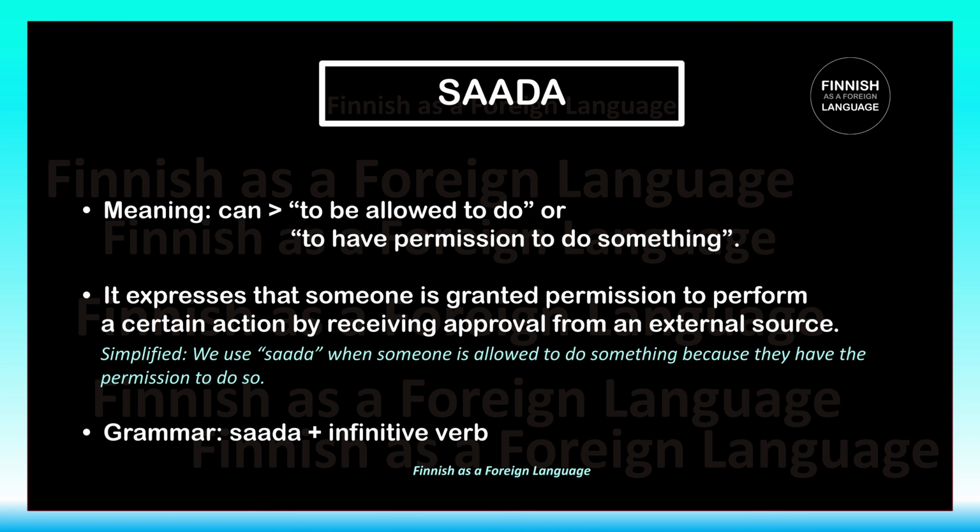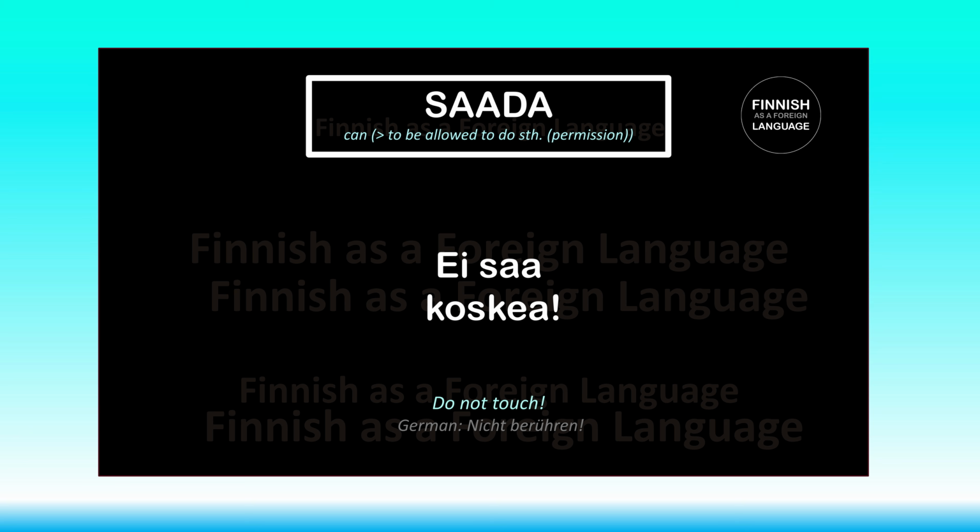Also here, let's take a look at some examples. Our first one is ei saa koskea. Ei saa koskea means do not touch. So ei saa is a pretty common way to express prohibition. So whenever we see somewhere ei saa, then it indicates that something is not allowed or forbidden. And koskea means to touch. So ei saa koskea means do not touch, don't touch.